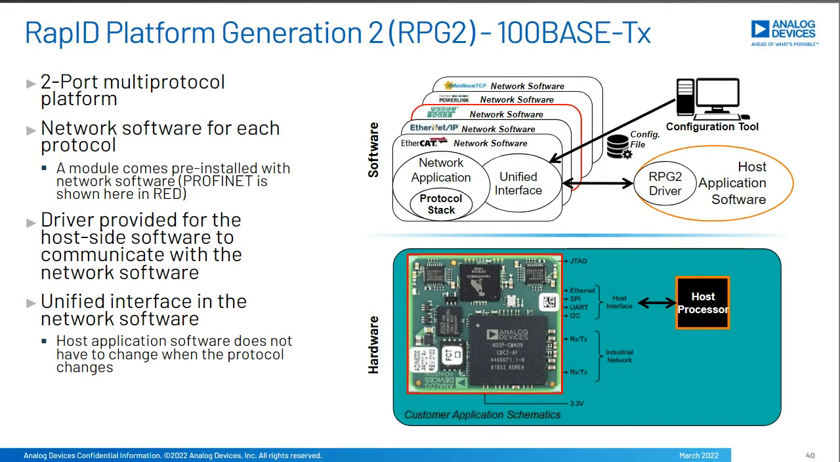Now, if what you need is to simplify your design and development, we provide full system solutions that have the necessary hardware and complete pre-certified software, which is very important, needed for the network protocol of interest, for instance, EtherCAT, Profinet, etc. And we call this the RPG2 platform, which is a two-port multi-protocol platform based on the 100 megabit per second ADIN1200 PHY. And this is in a small form factor for embedded applications that ensures low power and low latency. And for that, we provide the driver for the host microcontroller to interface to the RPG2 platform.